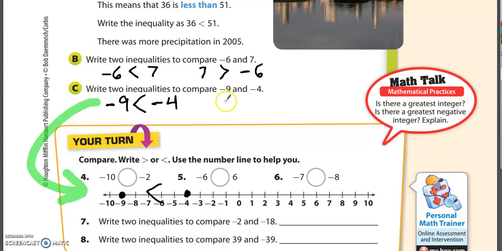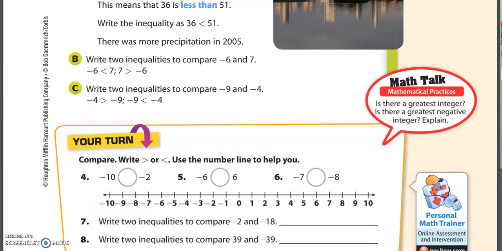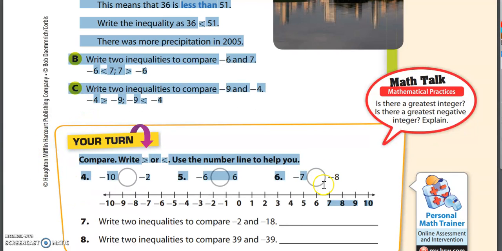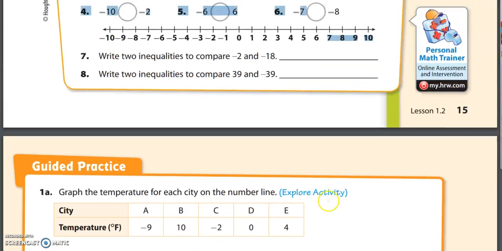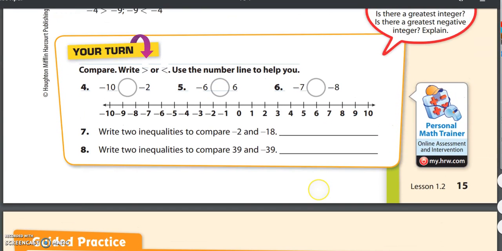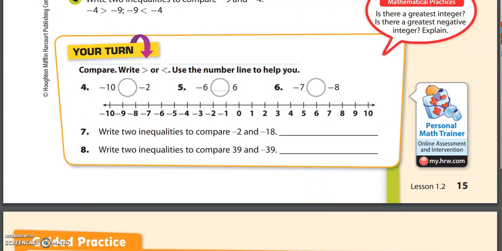And then the second answer would be when I just invert the numbers. And again, when you invert the numbers, you invert the sign. Since negative 4 is the greater value, you would use the greater than symbol. All right, let's go ahead and clear the annotations. What I want you to do now is pause the video, and try the your turn problems at the bottom of the page. And then resume the video when you're ready to check your answers. Go.